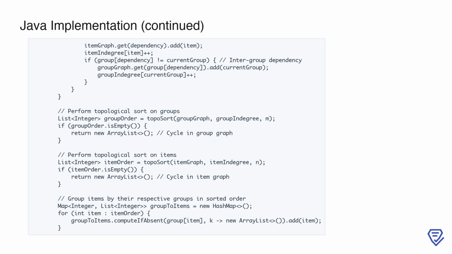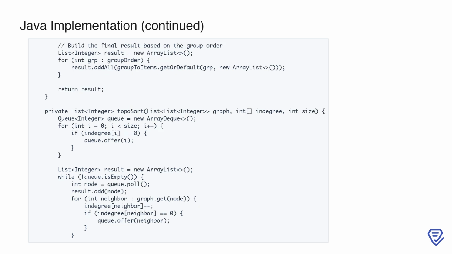Once we have the topologically sorted order of items, we group these items by their respective group IDs. Using a hash map, we map each group ID to a list of items belonging to that group. This ensures that we can efficiently retrieve the list of items for any group in the next step.